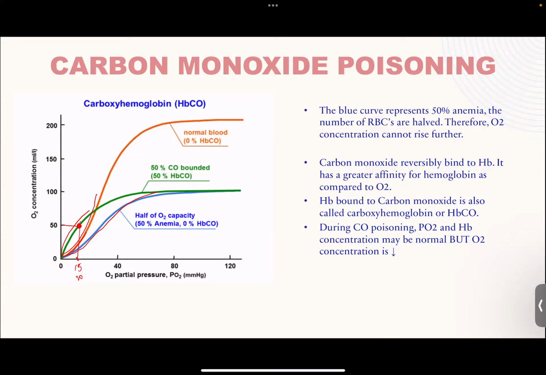binds. However, this graph is about the O2 concentration. So it goes like this, the O2 concentration, and then it stops. It becomes steep. Why? Because 50% is carbon monoxide bound. So only 50% of the hemoglobin is allowed to bind with the oxygen. You see how the values kind of merge with the 50% anemia and the 50% carbon monoxide. The only difference between these two graphs is this part and this part, the one that takes oxygen all of a sudden.